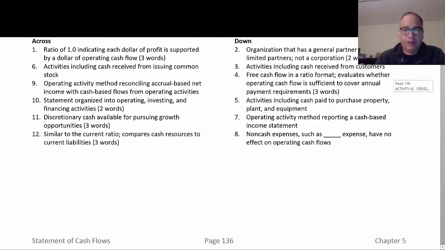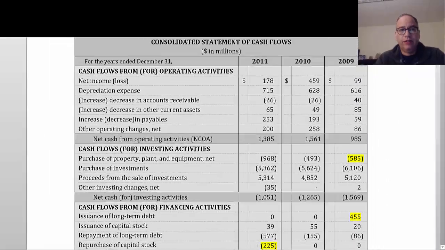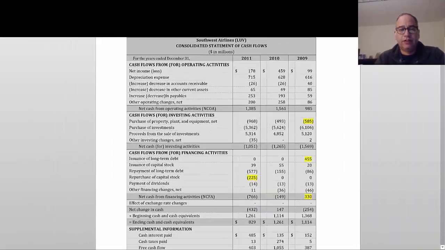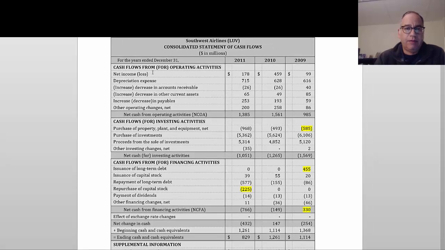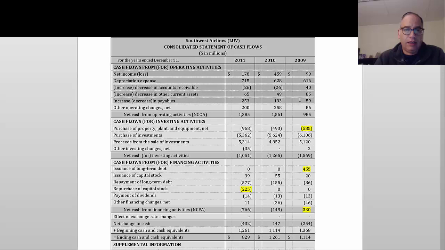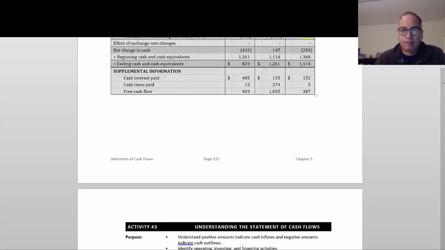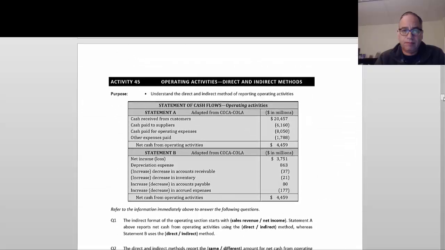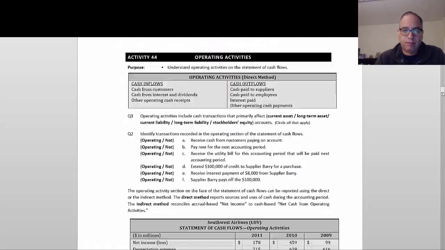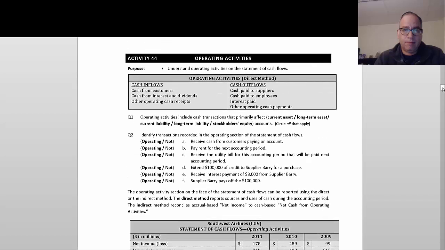We're going to be talking about the operating section of the statement of cash flows now. Here you can see the statement of cash flows we've been looking at. This is Southwest Airlines. And we have operating, investing, and financing. And in this particular video, I'm going to talk about operating method.